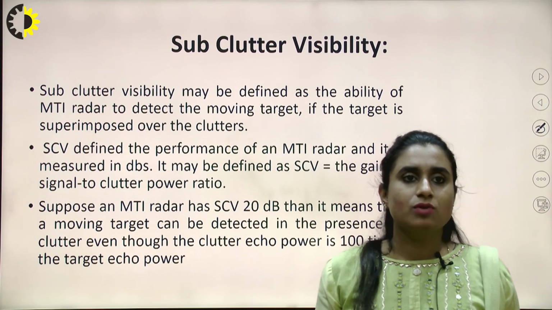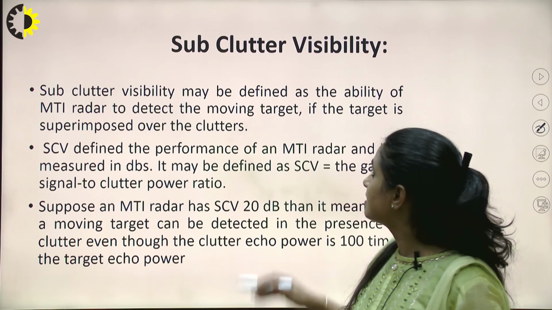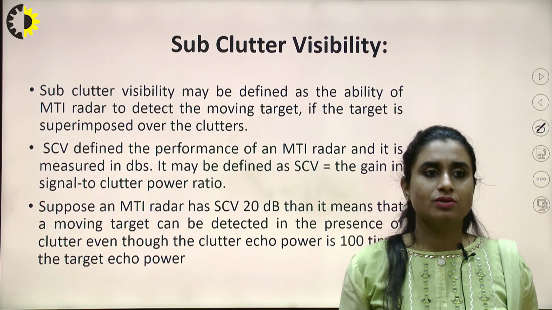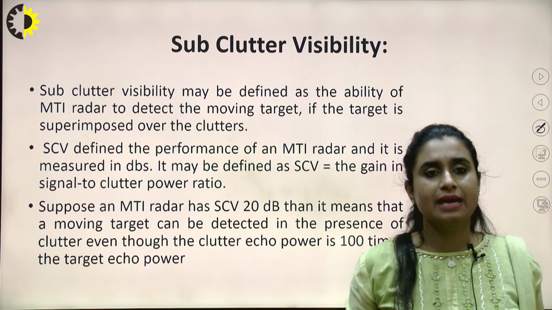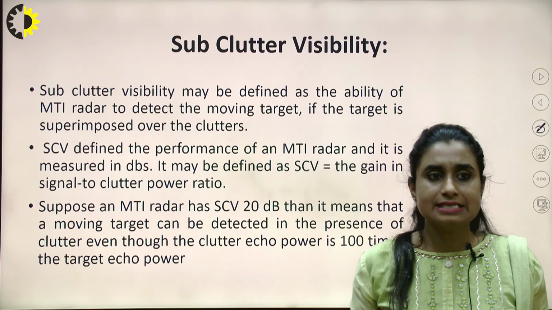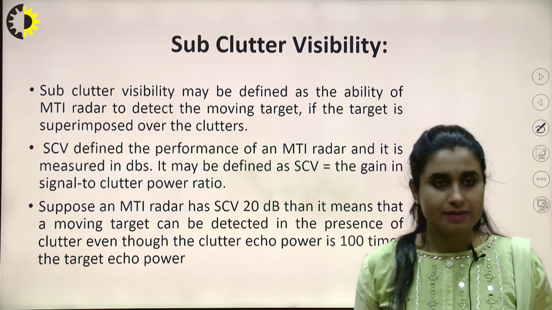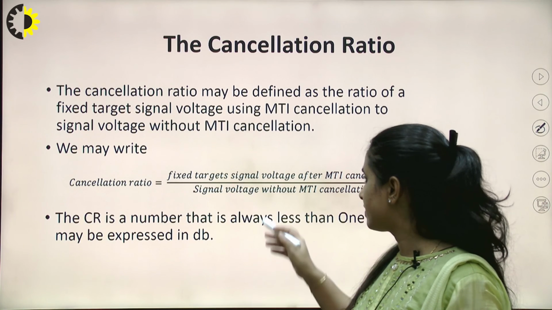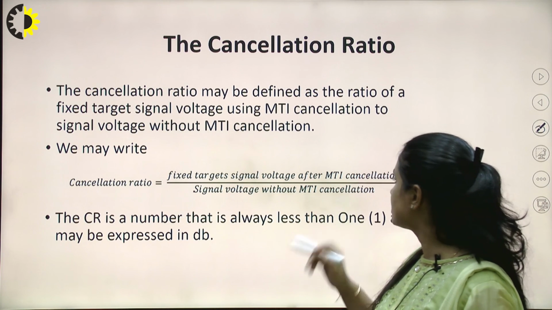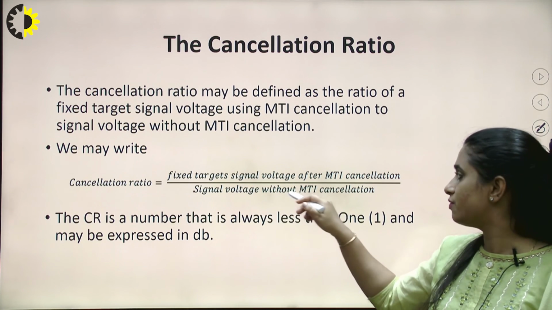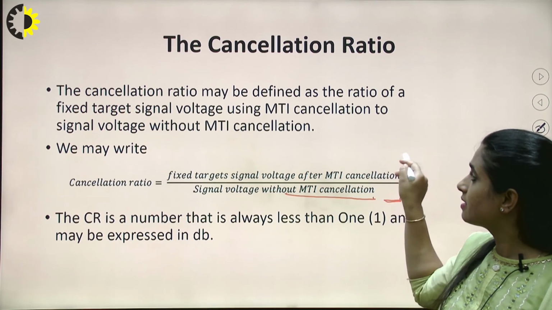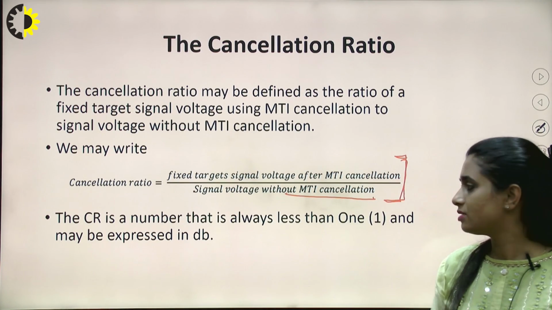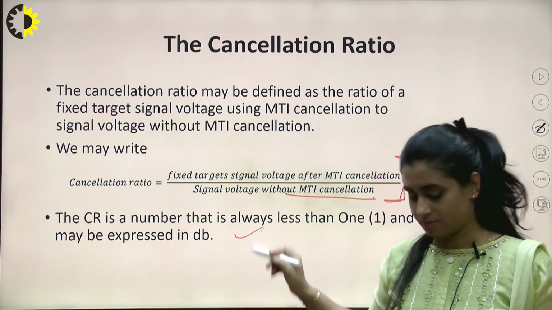There are certain terms, like subclutter visibility. Subclutter visibility may be defined as the ability of an MTI radar to detect a moving target, right? So it defines the performance of an MTI radar. It is equal to the gain in signal to clutter power ratio, right? Cancellation ratio: what is cancellation ratio? It is the ratio of fixed target signal voltage after MTI cancellation to signal voltage without MTI cancellation. It is a number which is always less than 1 and may be expressed in decibels, right?